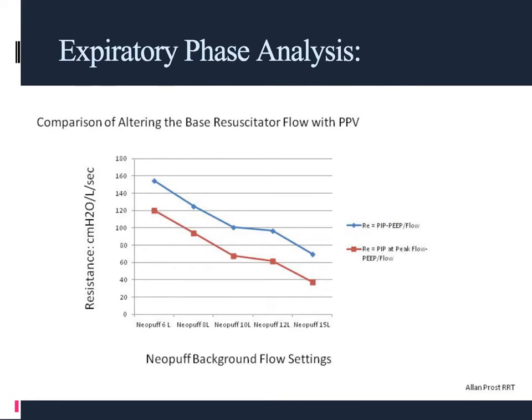So this is a graph looking at our data as we are calculating the resistance using that equation that I just showed you. We did it a couple of different ways, and you can see the trend is the same: as you increase the background driving flow through the NeoPuff, expiratory resistance dramatically decreases from a high of about 120 centimeters of water pressure per liter per second to a low of about 40. So it's a considerable drop in the imposed resistance to exhalation.